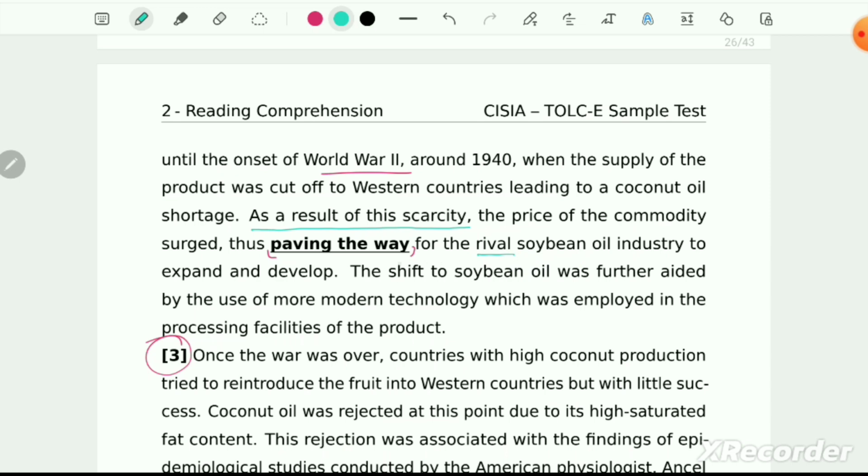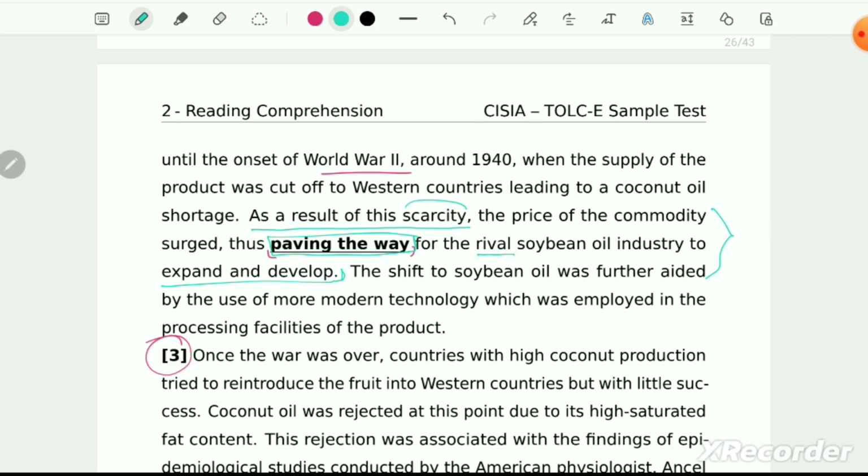So in this sentence, the price of the commodity surged, thus paving the way for the rival soybean oil industry to expand and develop. That means we don't know the meaning of paving the way. It's actually an integrated word or phrase. So we don't know exactly the meaning, but by reading the context of the sentence, we can understand paving the way. It seems like it actually facilitates the scarcity, the price of commodity surge as a result of this scarcity.